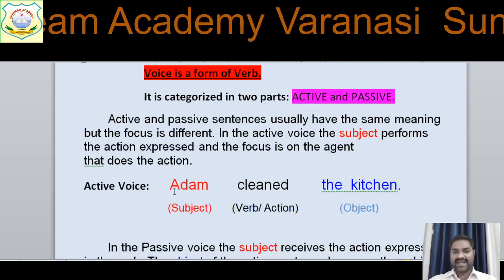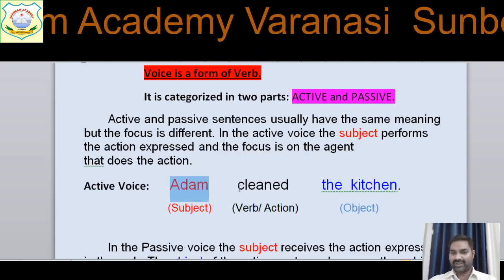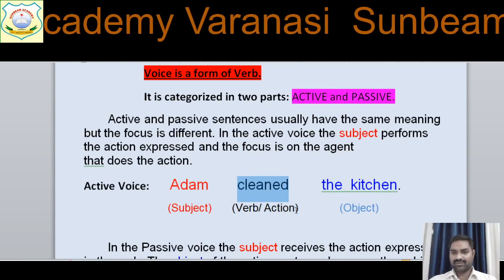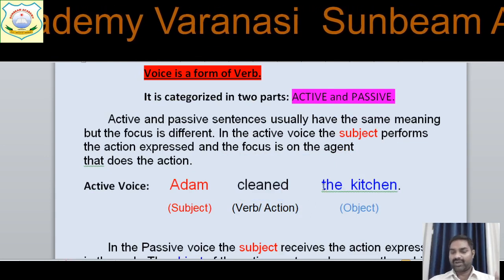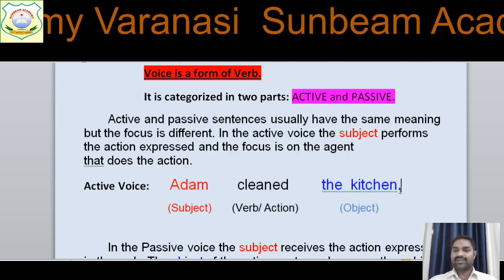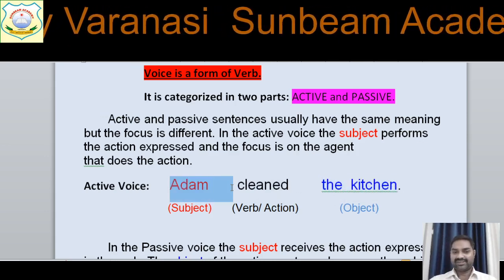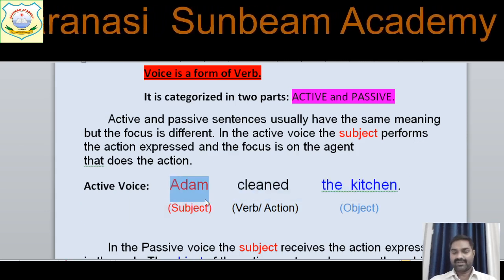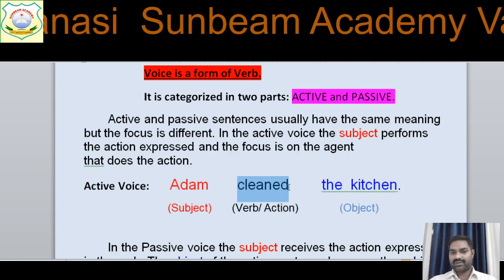So here, Adam is the subject. He is doing something. What is he doing? He has cleaned. This is the action, or verb. And then what is this? This is the object, the kitchen. What is cleaned? The kitchen is cleaned. Who is the doer? This Adam is the doer. He is the subject. He is the doer. And here this is the verb and this is the object.